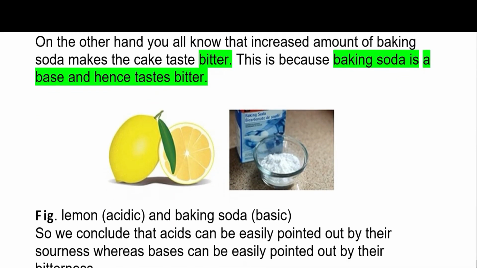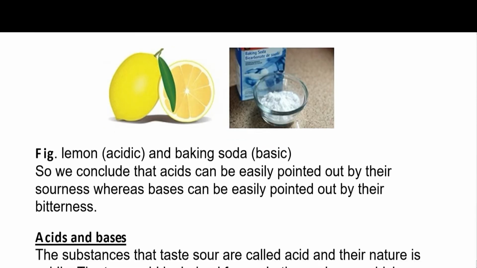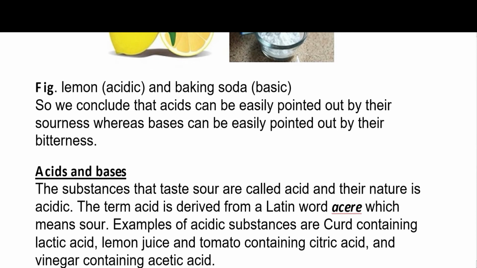Just look at these pictures, the lemon and the baking soda. Lemon is acidic in nature and baking soda is basic in nature. So we conclude that acids can be easily identified by their sourness, whereas bases can be easily identified by their bitterness. By the sourness and the bitterness, we can easily differentiate the acids and the bases.